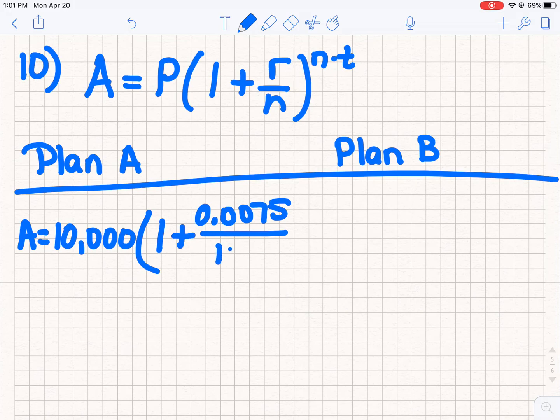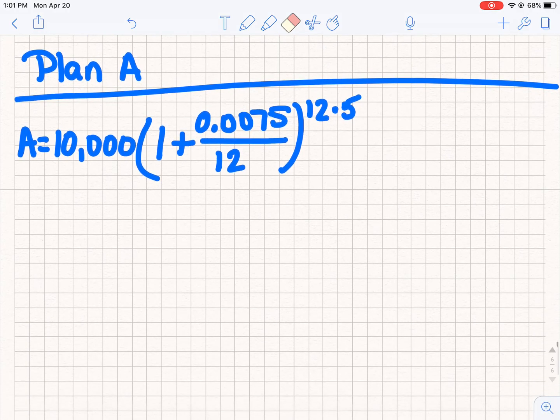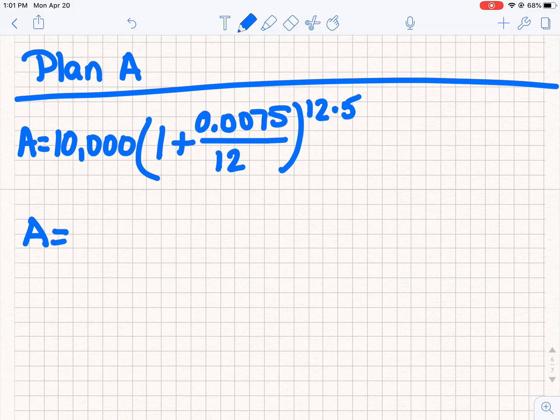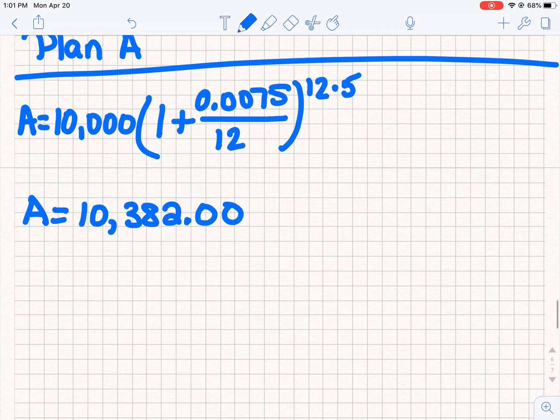And that was compounded monthly. So our n is 12. And then that would have been raised to the 12th power, and then he said he invested it for 5 years, times 5. I'm not going to have enough room, so let me take plan B down here. Okay, so plan A, when you put that into your calculator, your investment would have been about $10,382, and that's it. Okay, and then you could have rounded that. So that's my first plan.